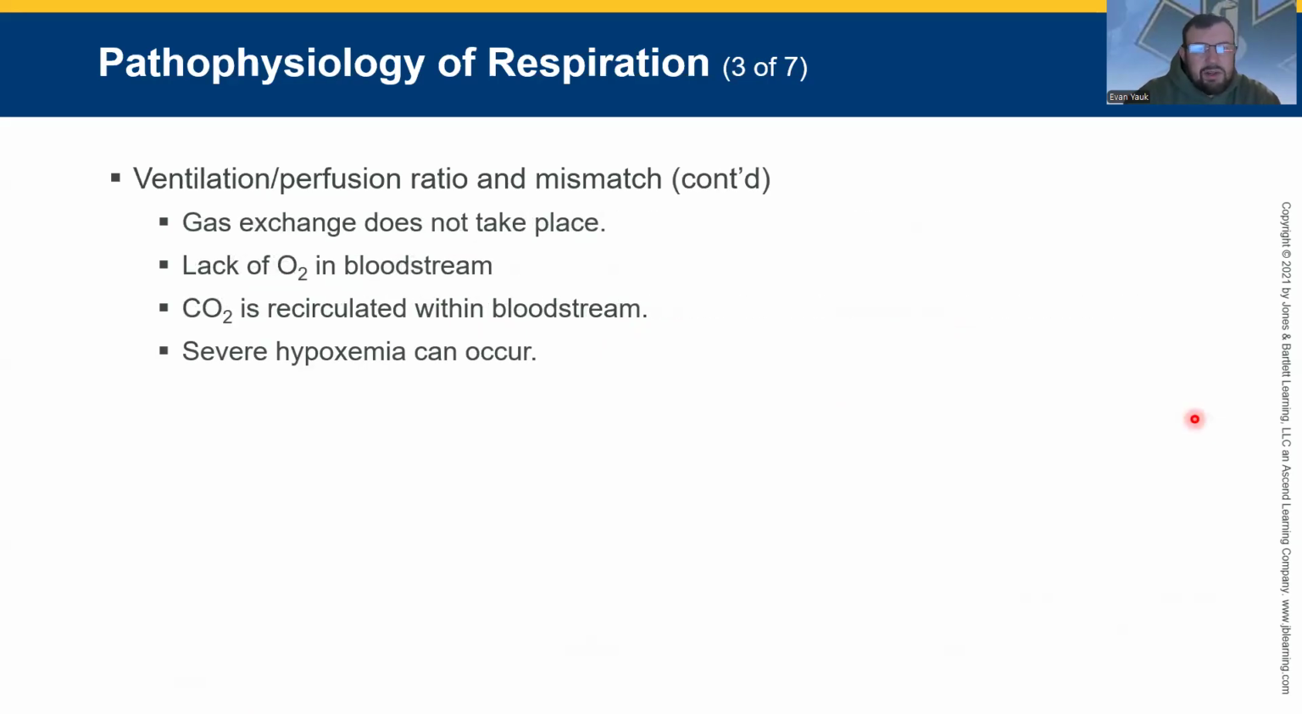With ventilation and perfusion mismatch, gas exchange does not take place. There is a lack of O2 in the bloodstream, and CO2 is recirculated in the bloodstream. Severe hypoxemia can occur. So if we have a mismatch, then we are not going to get the carbon dioxide to leave the body. We're not going to get that oxygen to go onto the hemoglobin. So we're not actually going to cycle oxygen through the blood.